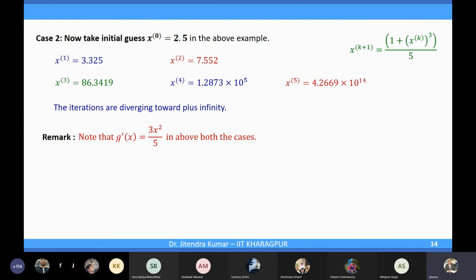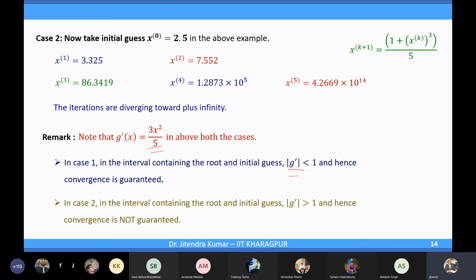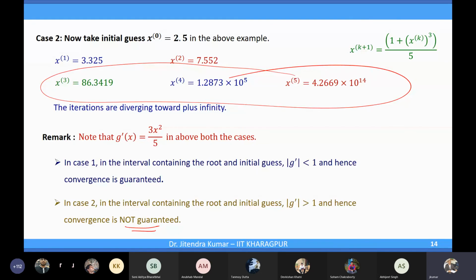Note that g prime is 3x square by 5 in both the above cases, so we have the same splitting. But in case 1, g prime was less than 1 and the convergence was guaranteed. In case 2, g prime was greater than 1, hence the convergence is not guaranteed. I'm just using the words not guaranteed. It was not that g prime greater than 1 means it will diverge. This is not the statement I'm making here. The convergence is not guaranteed in the second case, and it happens that actually it was not convergent. The iterations diverge towards plus infinity.